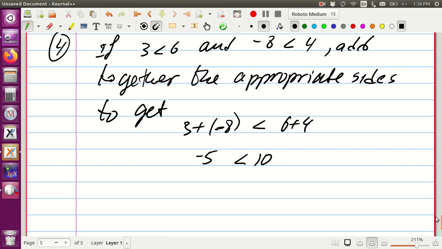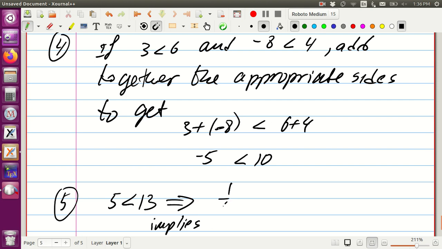So the last example, for the last rule in the theorem, says that if 5 is less than 13, this implies, again, this symbol means implies, and we're going to use it often this semester, so try to remember it, 1 over 5 is bigger than 1 over 13. All right, so probably a good place to stop this lecture 1, and I'll see you in the next lecture.